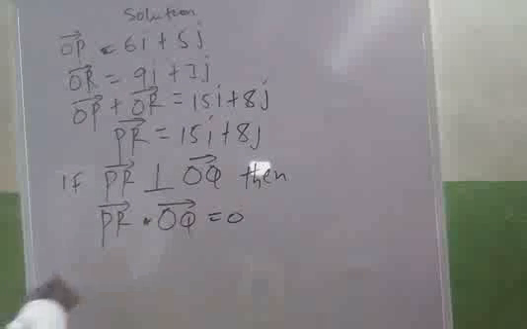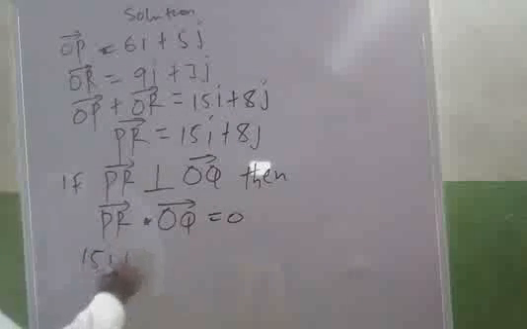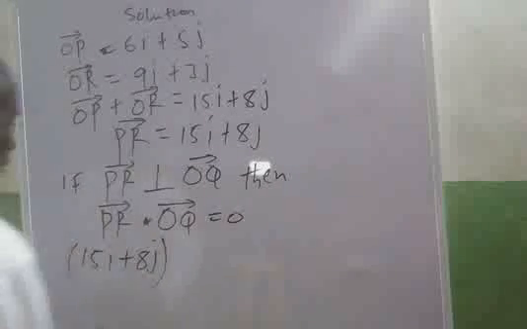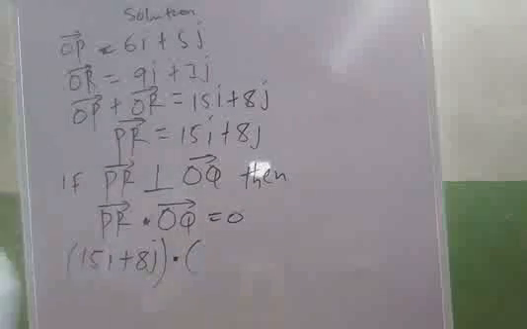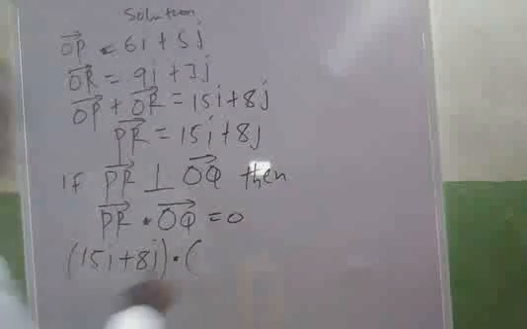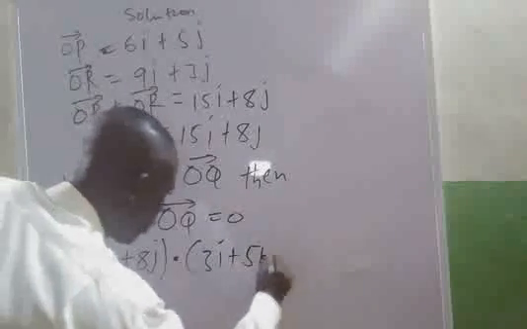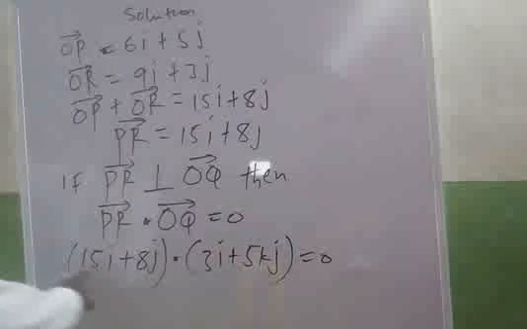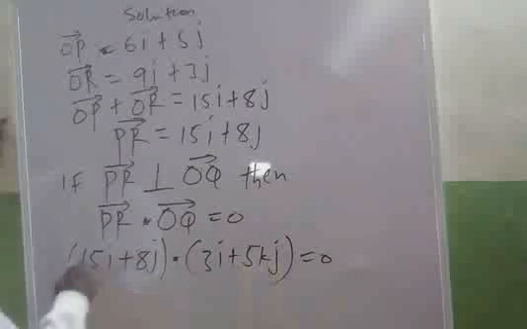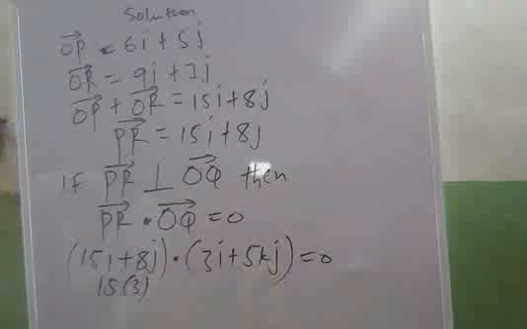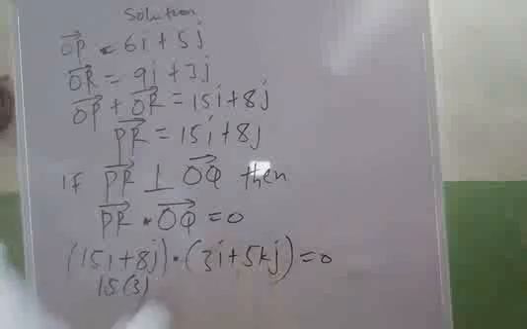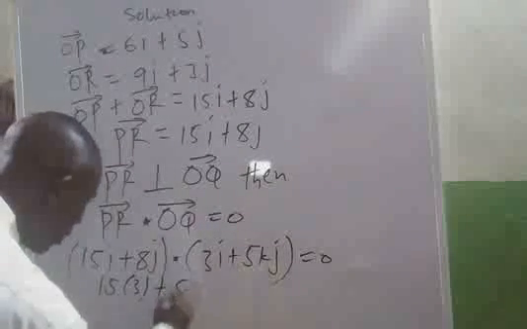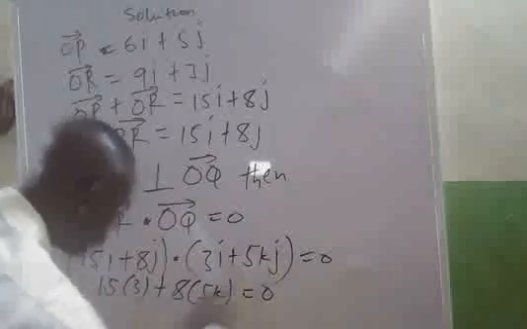So this implies that 15i plus 8j times your OQ, which is 3i plus 5kj, must be equals to 0. So this implies that 15 times 3, remember i times j is 0, so you have 15 bracket 3, then 8 times 5k is equals to 0.